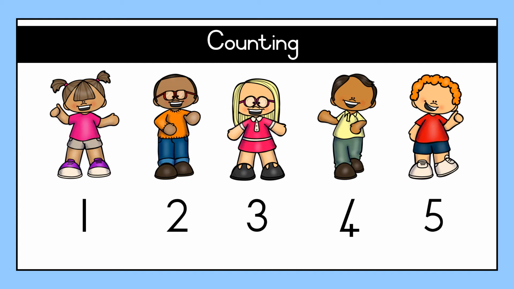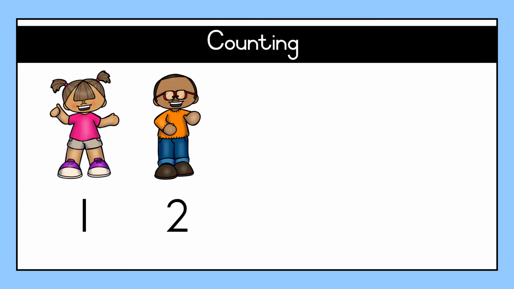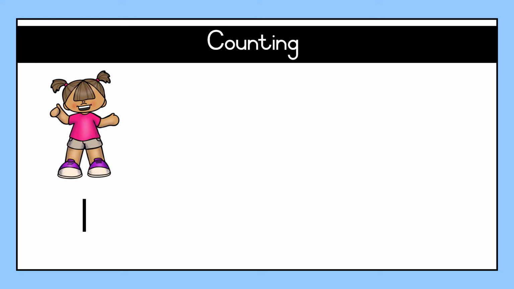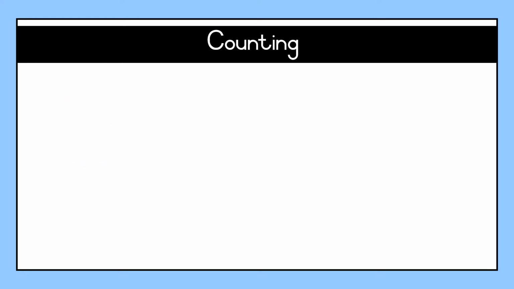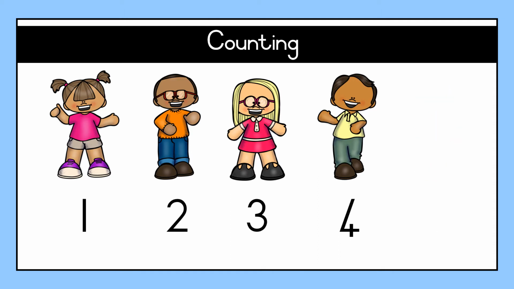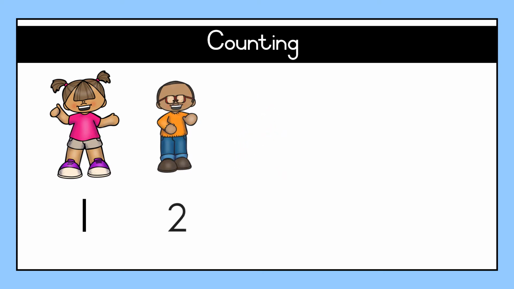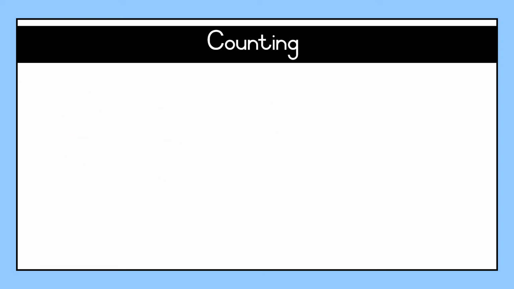Let's start. 5, 4, 3, 2, 1. Well done, friends. I'm so proud of you. You counted forwards and backwards from 1 to 5. Let's start again. 1 friend already left. 5 friends. 4, 3, 2, 1. Well done.